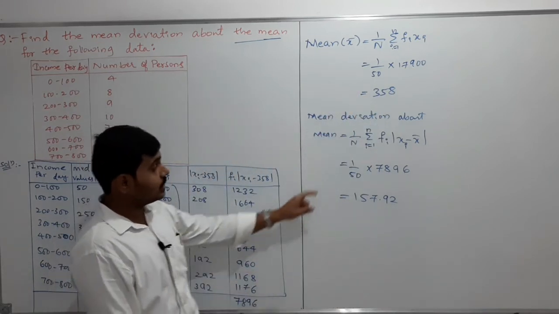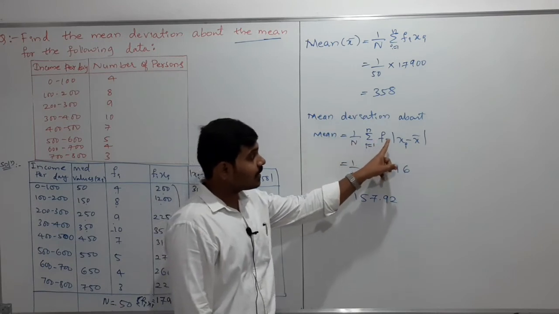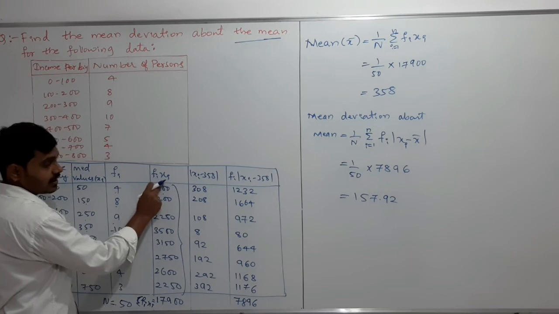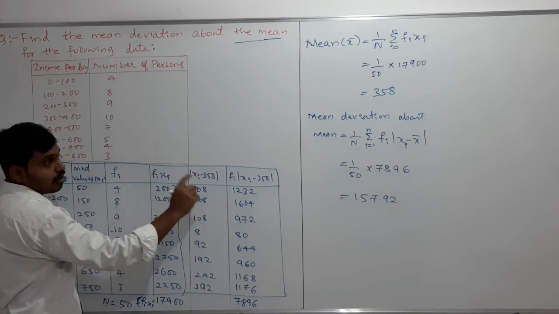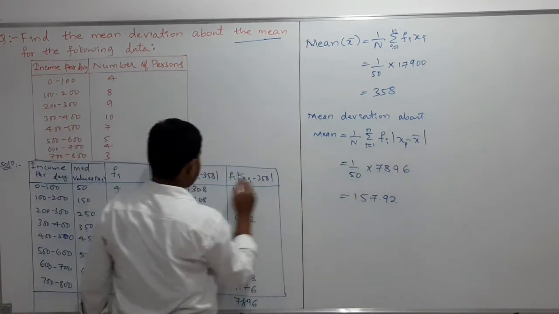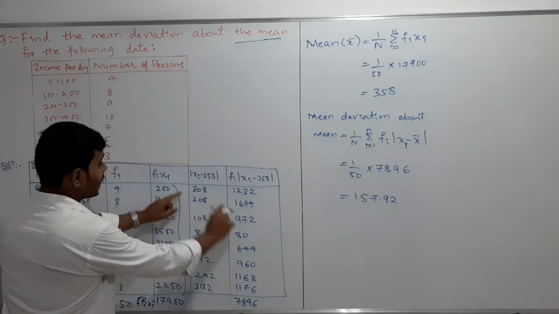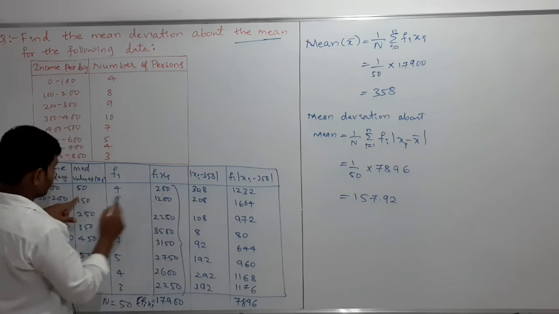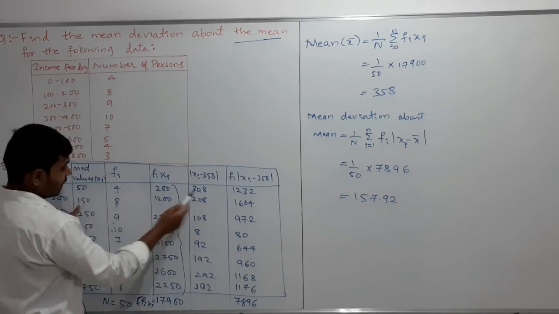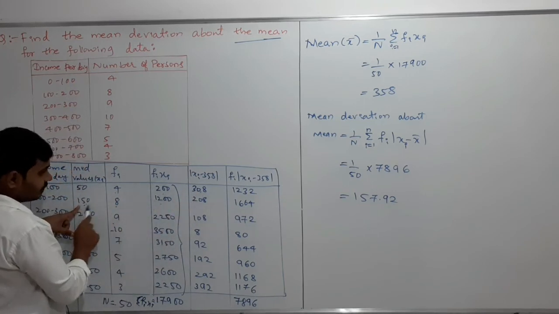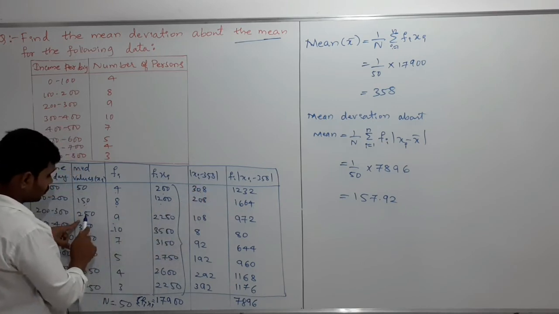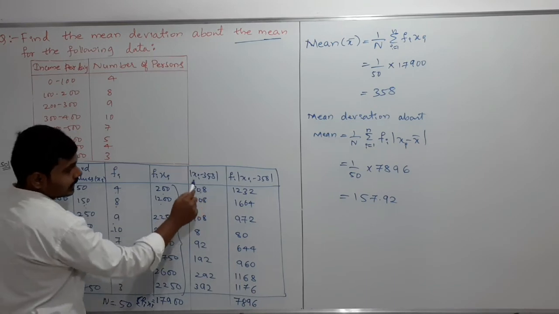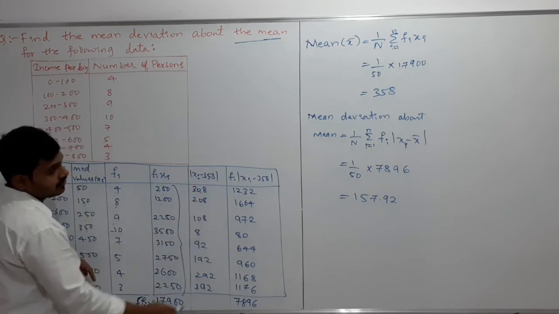And then we should know the mean deviation formula is fi into modulus of xi minus x bar. So up to here we wrote fi xi. Next we require modulus of xi minus x bar. X bar is 358, which I calculated. For xi, x1 you should take here, it is 50 minus 358, 150 minus 358, you will get this much. 250 minus 358, 350 minus 358, like this calculate, and you will get modulus of xi minus 358.